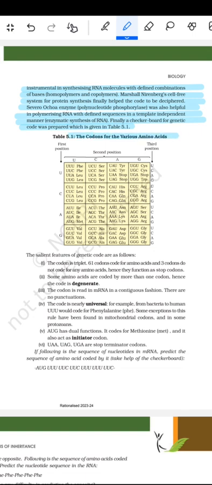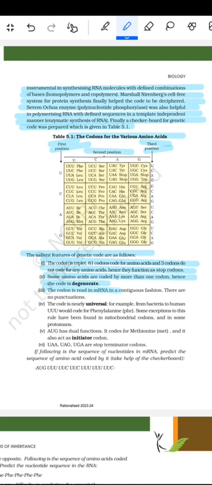The codons for the various amino acids: the first position is here, the second position is here, the third position is given. So the salient features of the genetic code are as follows. The codon is triplet. 61 codons code for the amino acids and 3 codons do not code for any amino acid since they function as the stop codons. Some amino acids are coded by more than one codon, hence the code is degenerate.